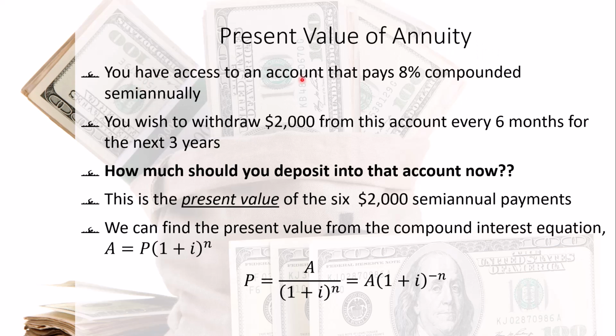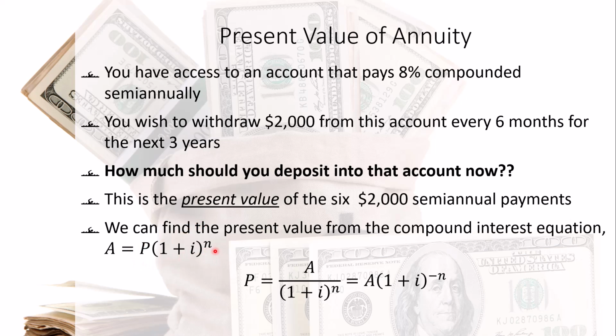Suppose you have access to an account that pays 8% annual interest compounded semi-annually. And suppose you want to withdraw from this account $2,000 every 6 months for the next 3 years. Question is, how much should you deposit now into that account so that can happen? Well, that amount of money that you need to deposit now is the present value of the six $2,000 semi-annual payments. And we can actually find this present value for each withdrawal using the compound interest equation.